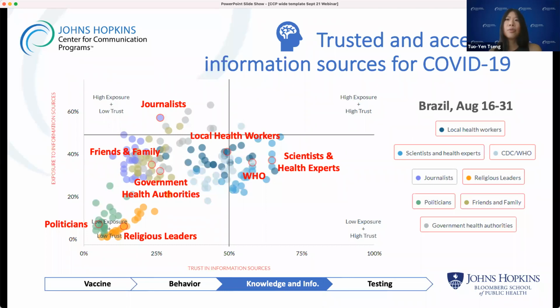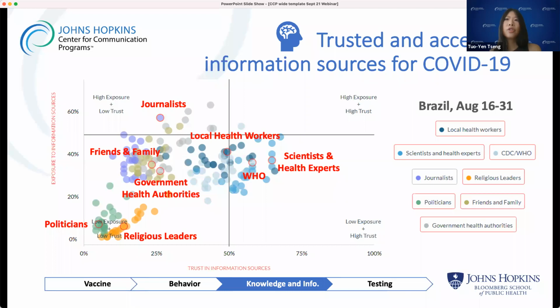Data circles toward the right of this graphic indicate high trust, whereas data circles toward the left of the graphic indicate low trust. Similarly, data circles that are close to the top of the graphic indicate high exposure, and those at the bottom of the graphic indicate low exposure. In addition, the data circles are color-coded for different information sources.